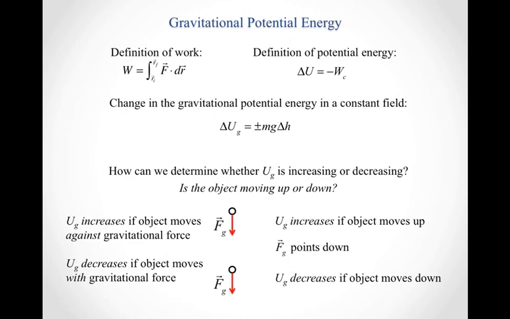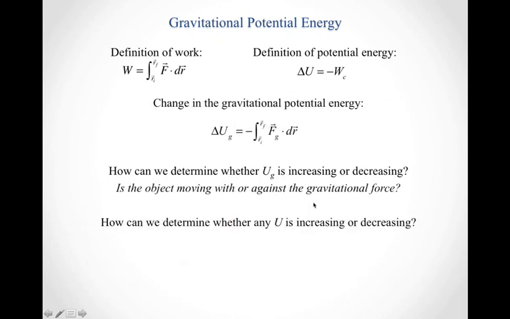But of course this framing, in terms of an object moving up or down, which worked really well in our constant field, isn't going to work as well when we have a gravitational force due to point particles. And so we probably want to rethink that fundamental question of is the object moving up or down, and instead phrase it as is the object moving with or against the gravitational force?